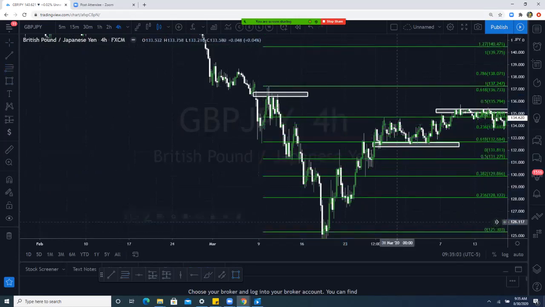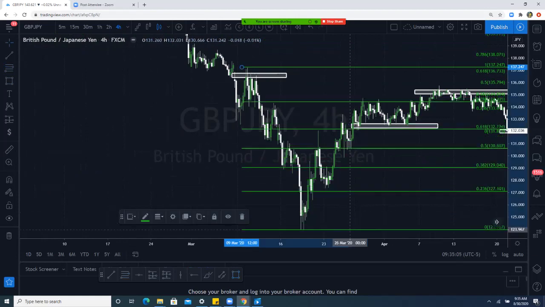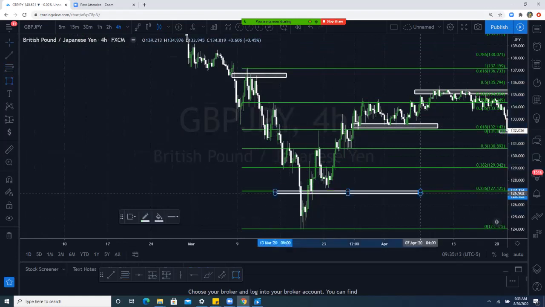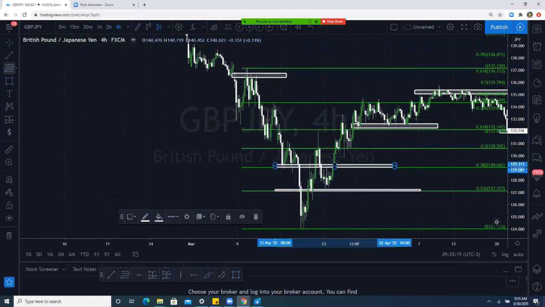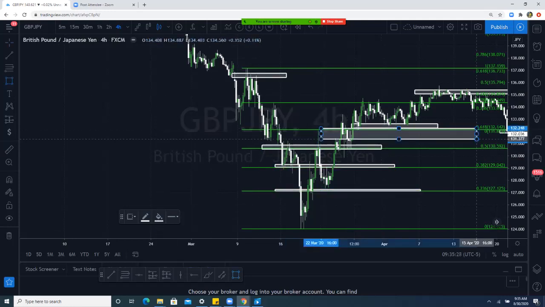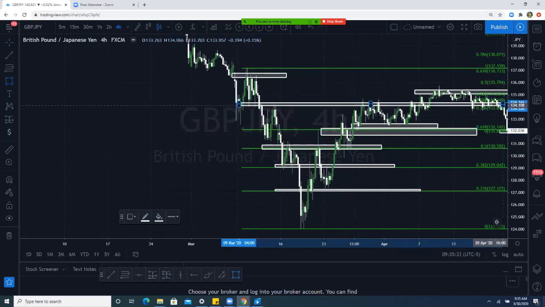Top to bottom. I like going from wick to wick, so the highest point to the lowest point of a certain move, and you see right away. You have price respecting here. You have price respecting here. Price respecting here. And it just keeps going. Price respecting here. Price there.